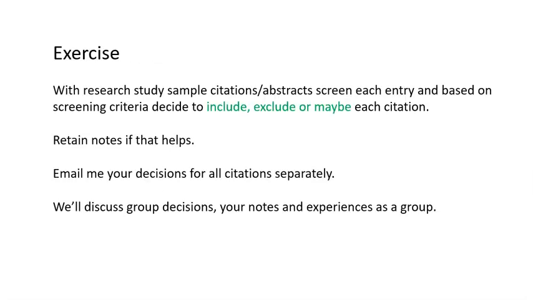So here's the exercise. I said all that to say this. With the research study sample citations and abstracts, screen each entry, and based on the screening criteria, include or exclude for each citation. I'll send this by email, and I'll send you 10 citations that I randomly picked, or maybe picked some that aren't random. And so I want you to independently say include or exclude based on our research questions and our screening protocols. What would you decide? You'll retain your notes if that helps. It's always good to keep that on a piece of paper or just independently. And email your decisions on all these citations separately.